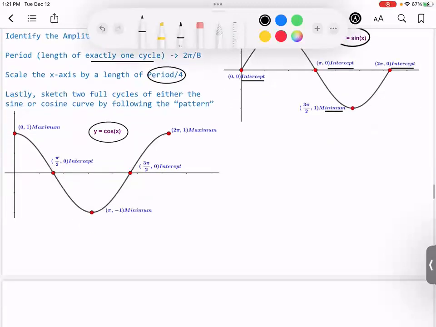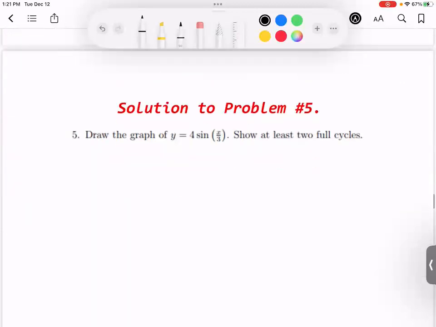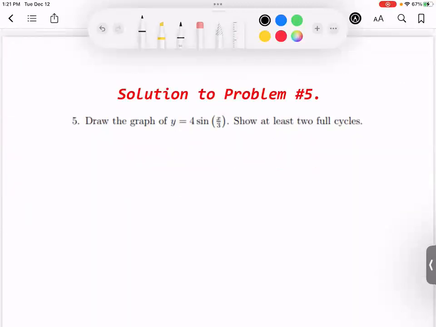So let's see how this works for the sample final question. Here again, it says, draw the graph of y equals 4 sine of x over 3. Show at least 2 full cycles. So let's first figure out the amplitude. For the amplitude, you need to take the absolute value of A.